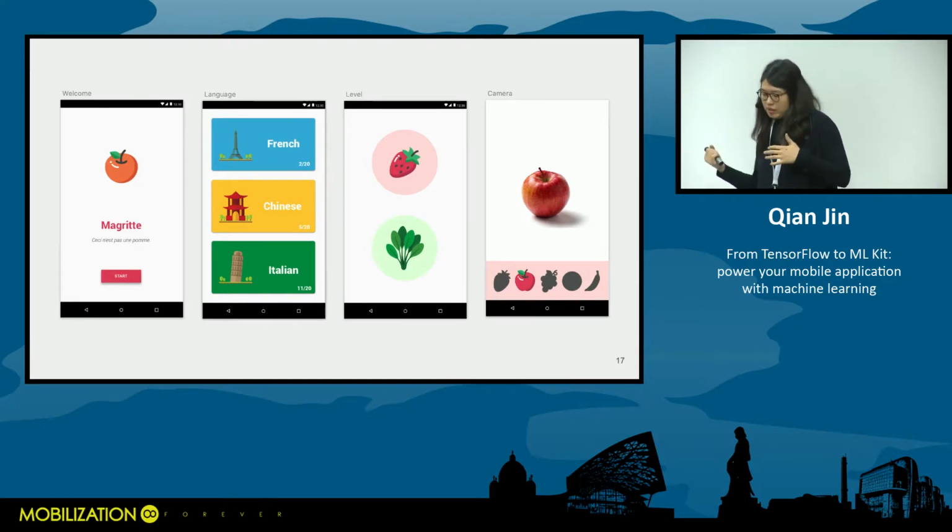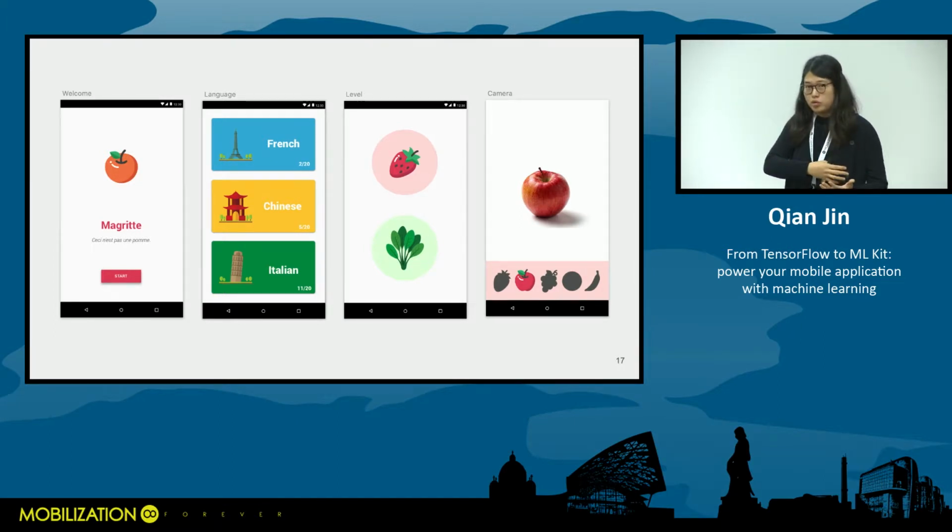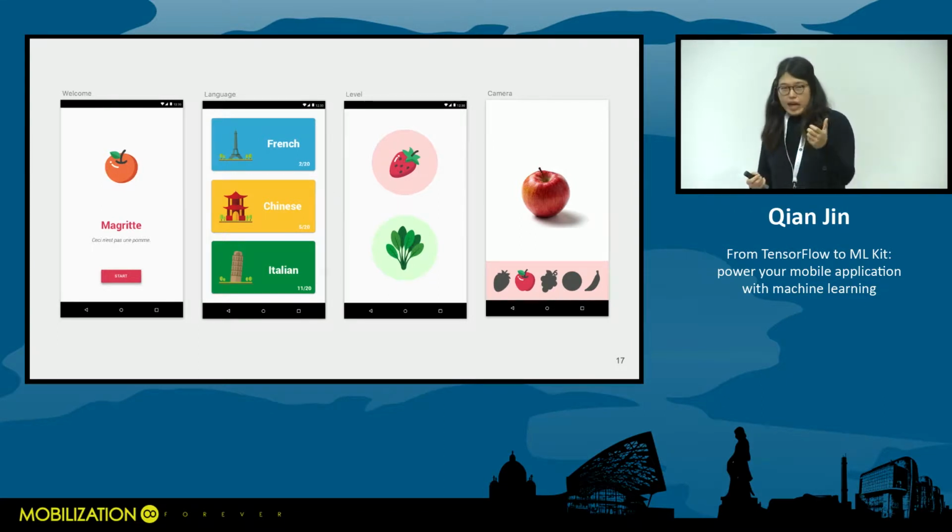The app is really, really simple. You can just choose the language you want to learn and launch the app. Then the app just scans different objects and says the name of the objects. So that's nice. That's the idea to begin with.